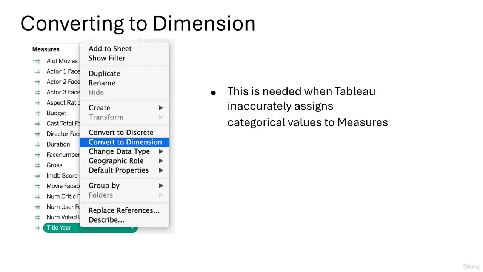Sometimes Tableau may inaccurately assign categorical data to measures instead of dimensions. To correct this, right-click the field, hover over Convert To, and select Dimension. This step ensures Tableau treats data as qualitative, grouping it by categories rather than aggregating it. Understanding how to manage dimensions and measures is crucial for building accurate data visualizations.